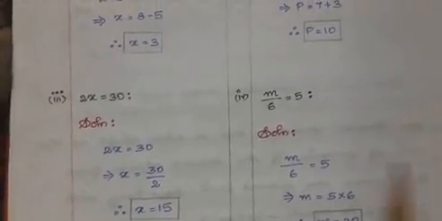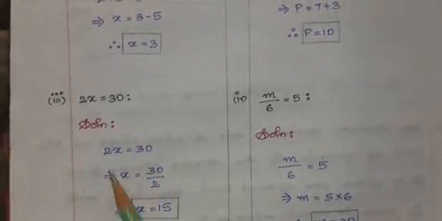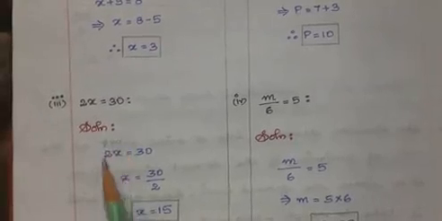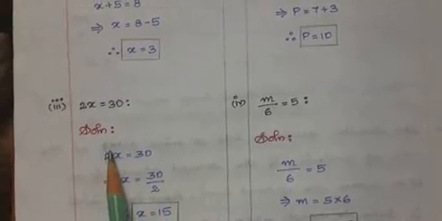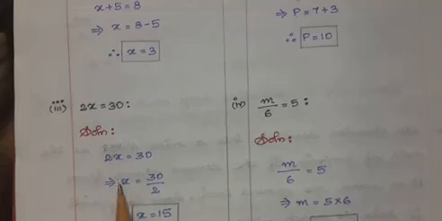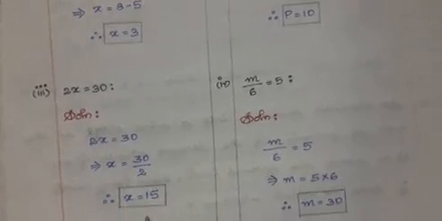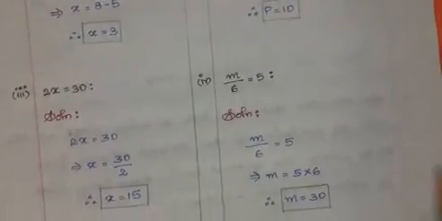Third question, 2x is equal to 30. Solution: 2x is equal to 30. This implies 2x is nothing but 2 into x. So, as I said, when multiplication goes to the other side, it becomes divide. So, x is equal to 30 by 2. 2 is in multiplication here, so it goes to the other side as division. Therefore, x is equal to 15. Clear? Yes.